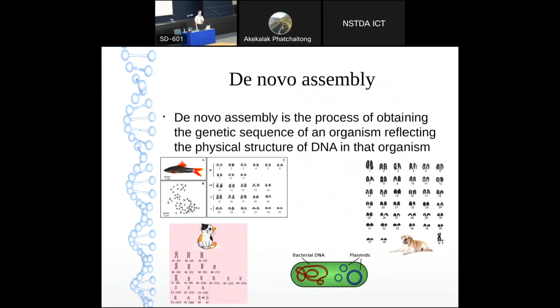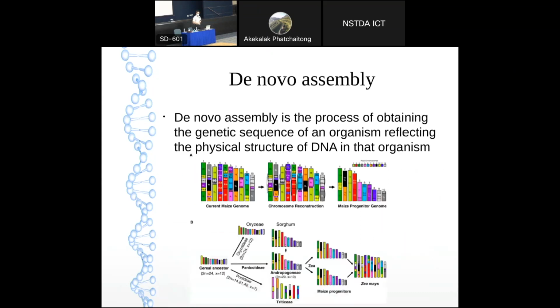Okay, so de novo assembly is the process of obtaining the genetic sequence of an organism in a way that reflects the physical structure of the DNA in that organism. And so here we have the arrangement of a fish. It has 25 chromosomes. Here's a cat. Here's a dog with 38. And a bacteria is much more simple. It has a single cyclic chromosome plus a few plasmids. So there's a lot of diversity in the size and the structure of each species.